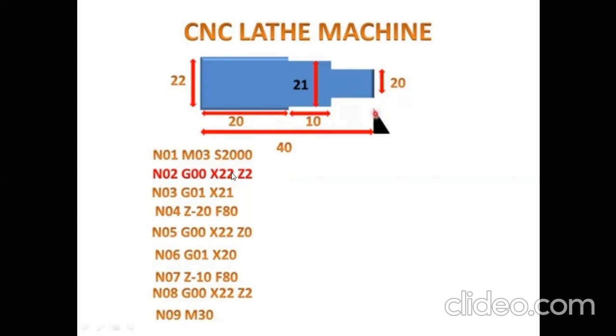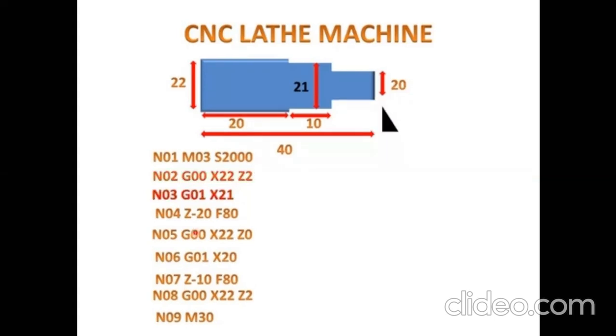Now we will move to the next line, N03. What does this N03 represent? Third command. G01 represents your next preparatory function, which represents linear interpolation, linear movement of a tool. Either it is in forward backward direction like this way, or upward downward direction.